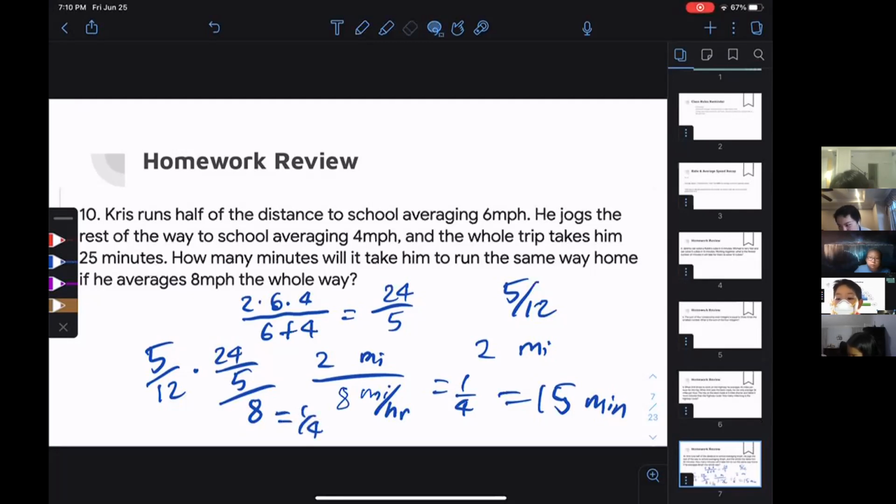Another way of doing it is, since it's just the time that they want to ask, you don't really need to go out of the way to calculate the distance and everything.